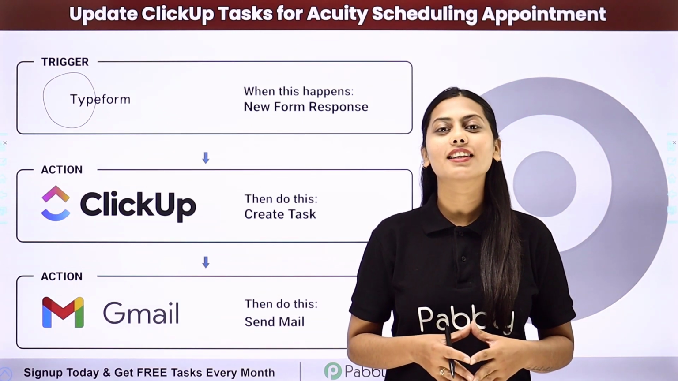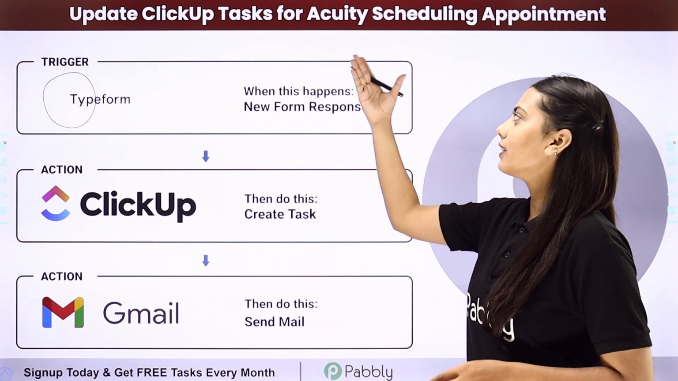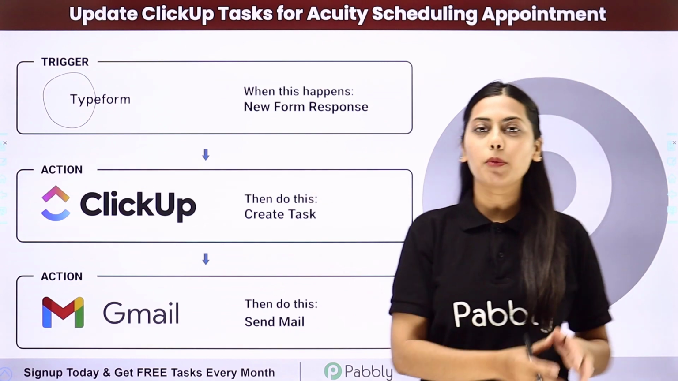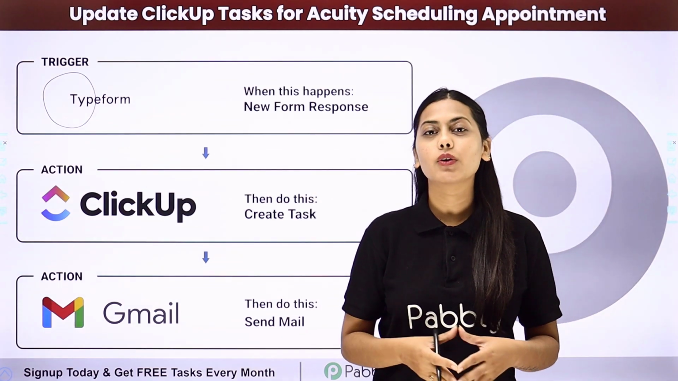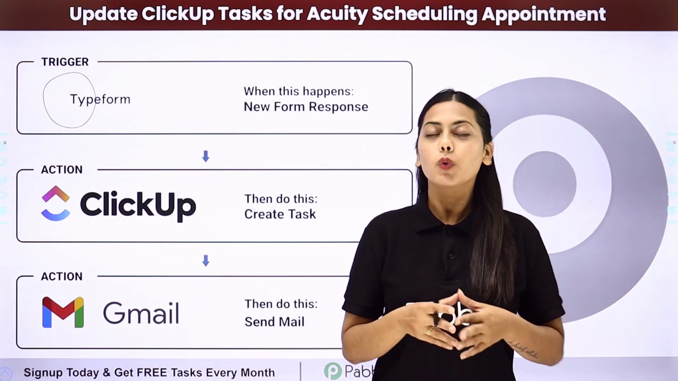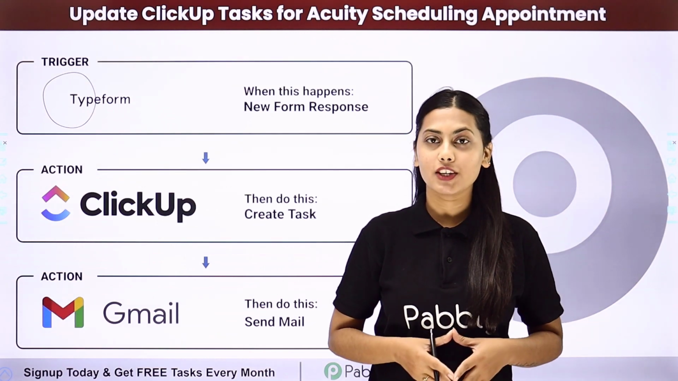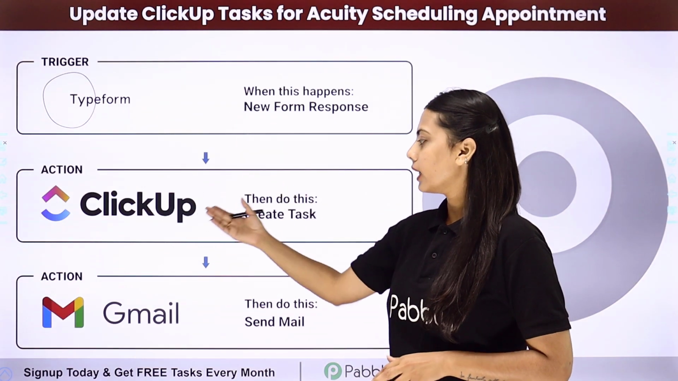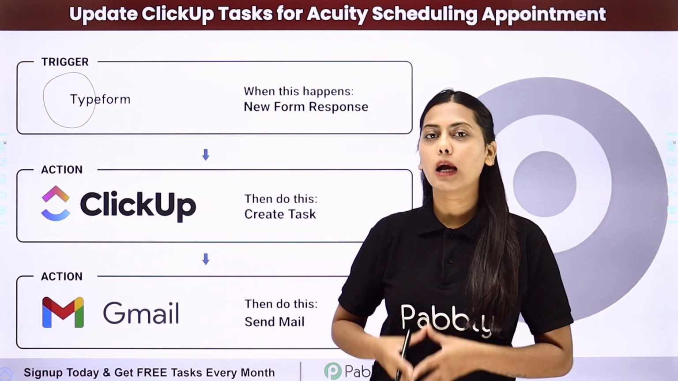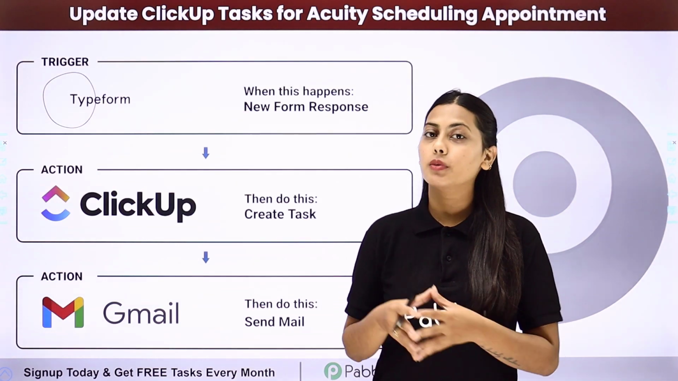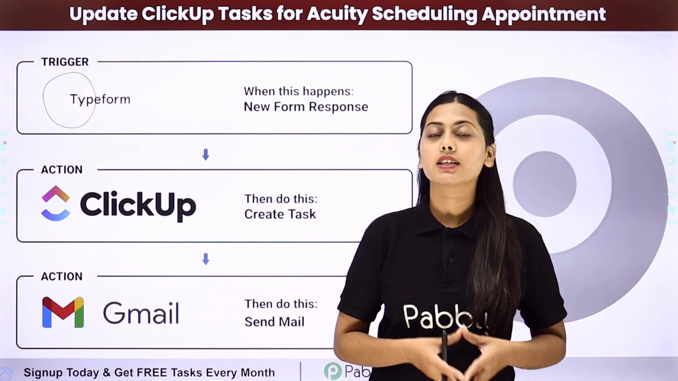Hello everyone, in this video we will learn how to update ClickUp task for Acuity Scheduling appointment. So in this automation that we are going to create using Pabbly Connect, we are going to integrate multiple applications like Typeform, ClickUp, Gmail and Acuity Scheduling appointments. This automation is going to be really helpful and will be created in two parts.